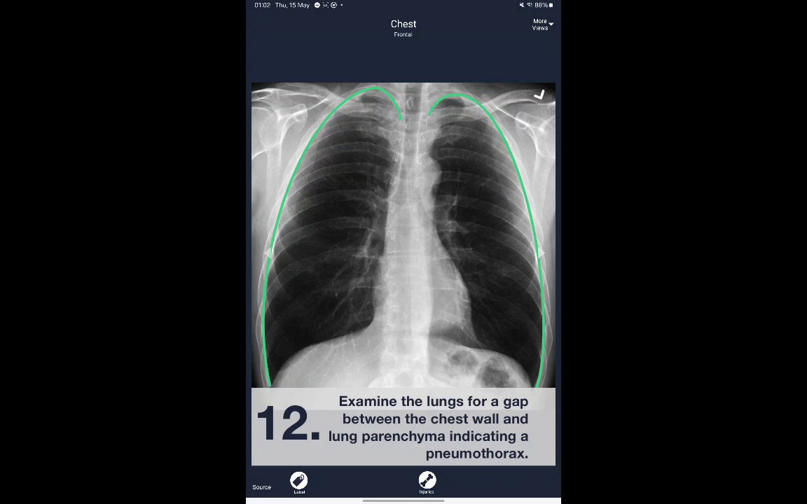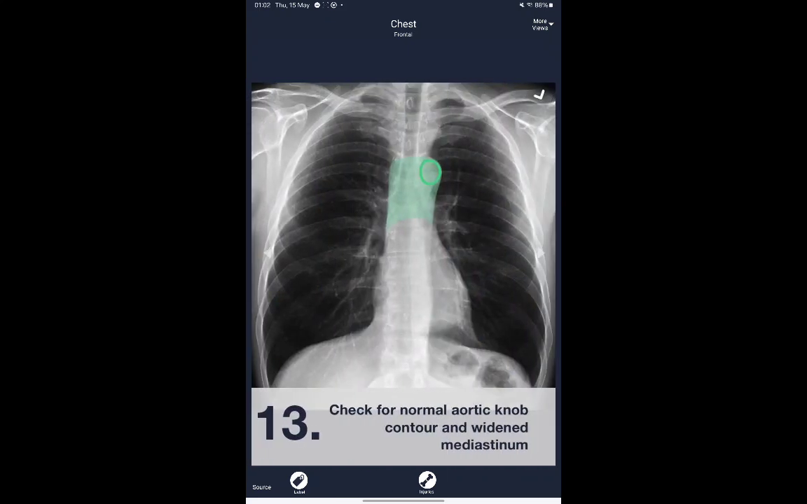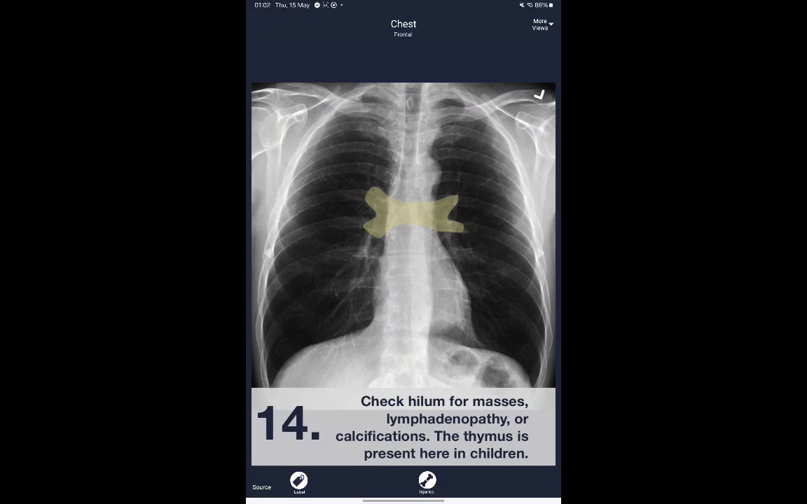Examine the lung for a gap between the chest wall and lung parenchyma, indicating a pneumothorax. The presence of free air in the thoracic cavity is an emergency called pneumothorax. Check for a normal aortic knob contour and widened mediastinum. In some elderly patients, you can find this aortic knuckle calcified, or there is calcification within it, which is sometimes a normal finding, not pathology.